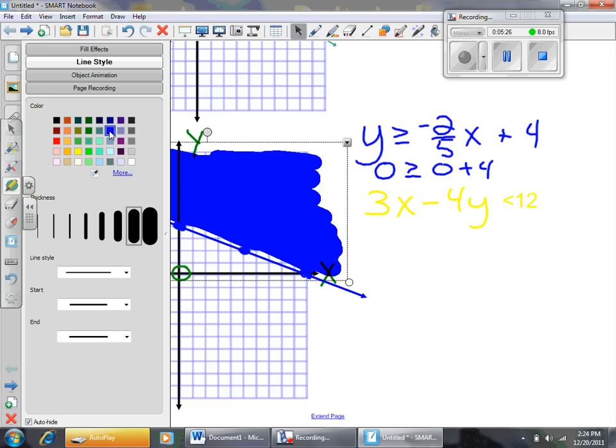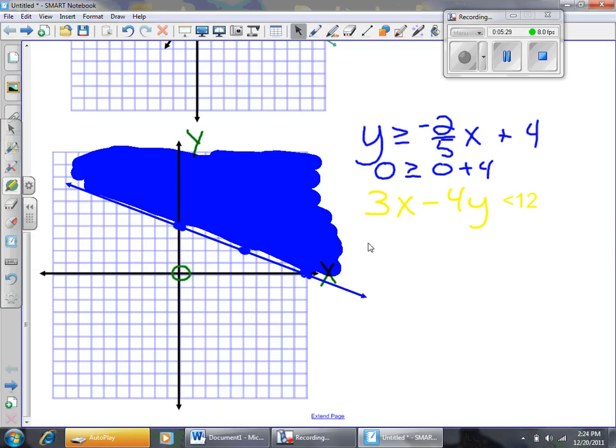I'm afraid that's a little dark, but we'll see if it works. Okay, now I need to graph my yellow equation. It looks like it's in standard form. I think my x-intercept is going to be the point 4: 1, 2, 3, 4. My y-intercept is going to be the point -3: 1, 2, 3. All right.